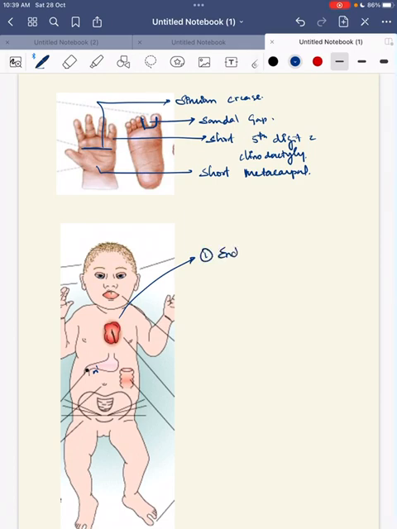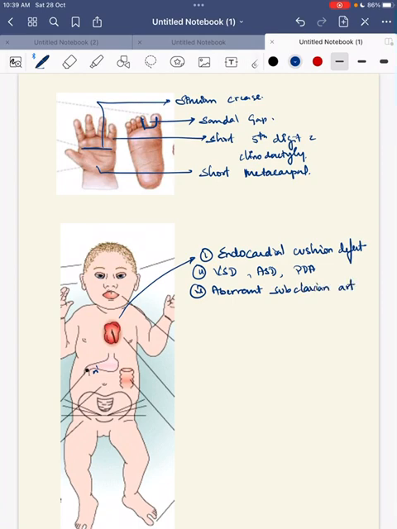Coming on to its cardiological features, first, the child most commonly presents with endocardial cushion defect. The child can have VSD, ASD, PDA, and aberrant subclavian artery. This question they can ask you even in the viva sessions: what are the cardiological features of a child with Down syndrome? Then you can mention endocardial cushion defect, VSD, ASD, PDA, and aberrant subclavian artery.